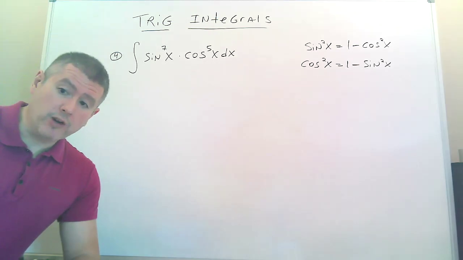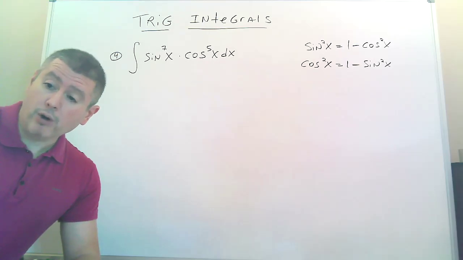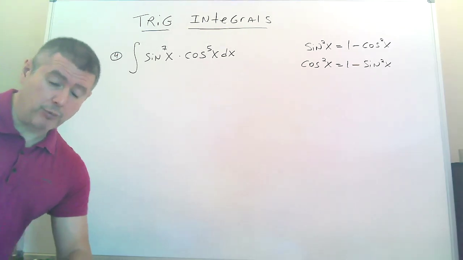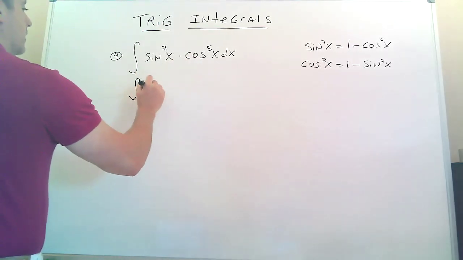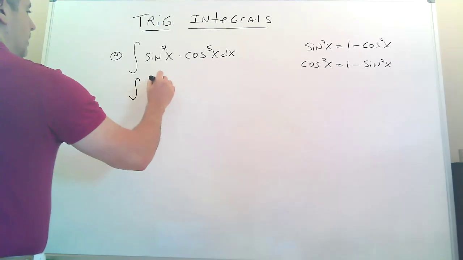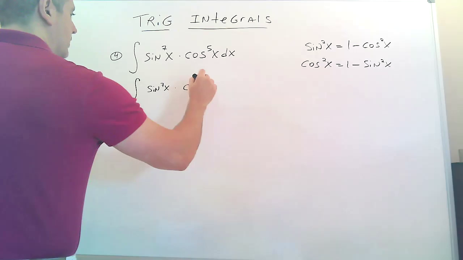Right? The situation where one is odd and one is even is simple. You split up the odd one. But when they're both odd, you want to split up the one that has the smaller power, which in this case, conveniently, is cosine. That was by design. So I'm going to do the split up step a little differently. I mean, I'm going to do this first.